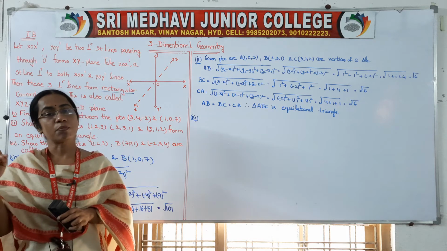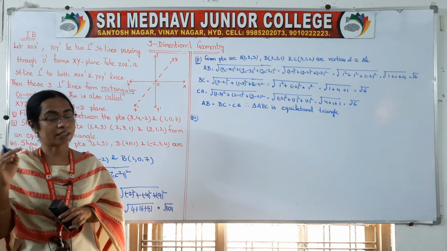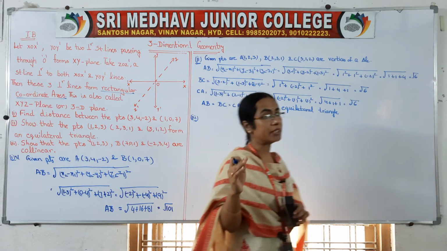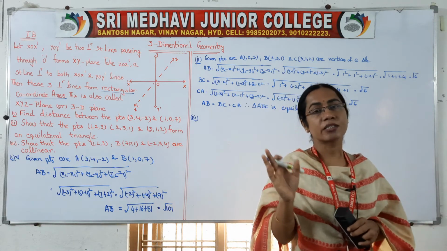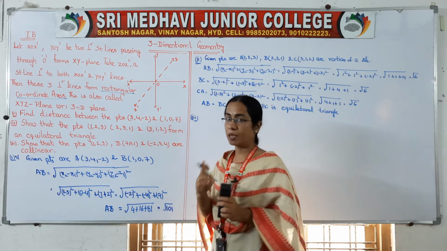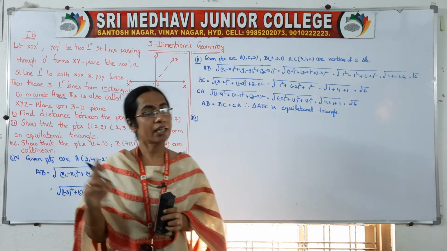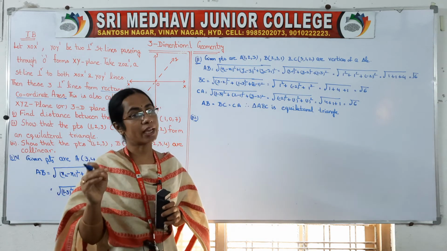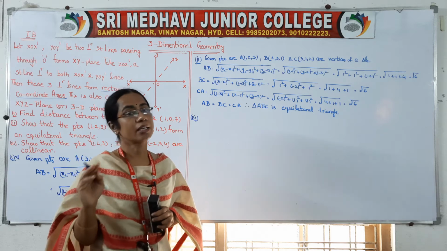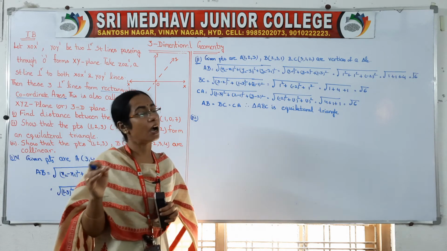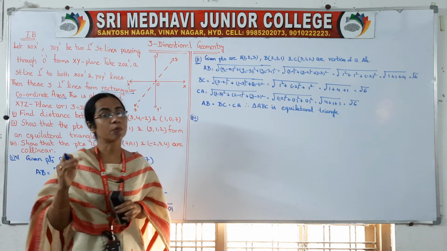Suppose A, B, C are 3 points, right? You find out AB, BC, CA, that means we are finding the length of 3 lines: AB 1 line, BC 1 line, CA 1 line. Suppose the sum of 2 lines is equal to the third line, then we can say that the 3 points are collinear.